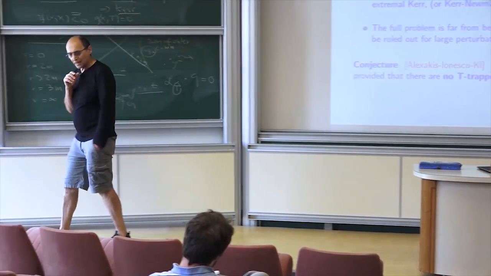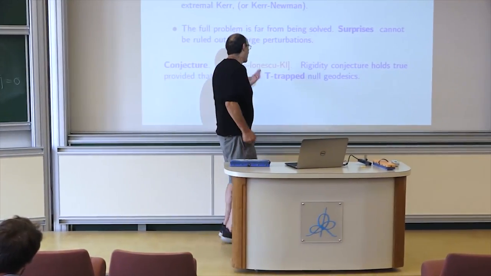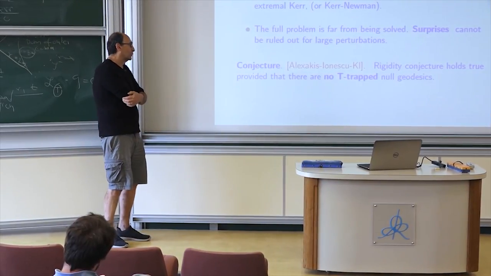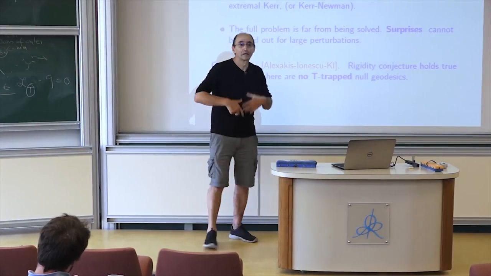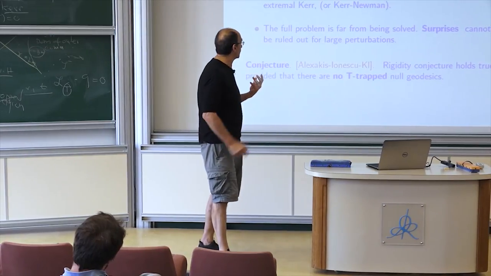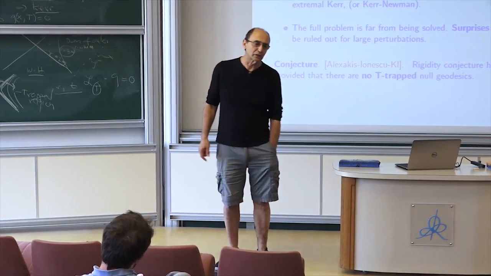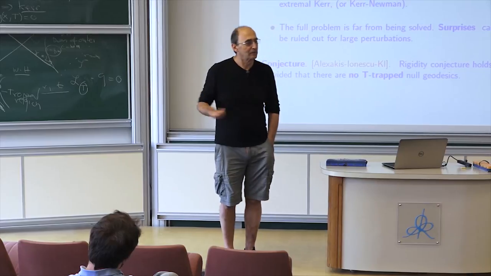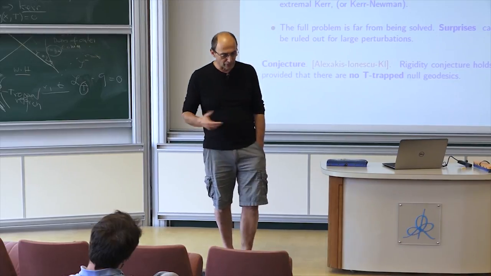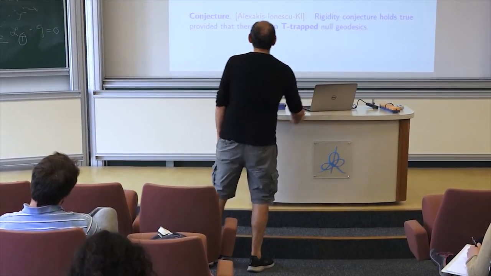And then, as I mentioned last time, it's not at all clear that I would think that the conjecture is true, but I don't believe that you can rule out T-trapped null geodesics from abstract principles, right? So T-trapped null geodesics probably do exist, and therefore there probably exist exceptional cases to the rigidity conjecture. In other words, probably there are some very isolated spacetimes which are stationary, which verify all the other conditions that you need, and yet they are not Kerr. Right?